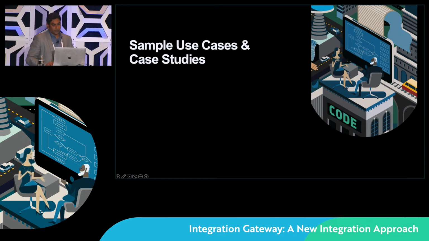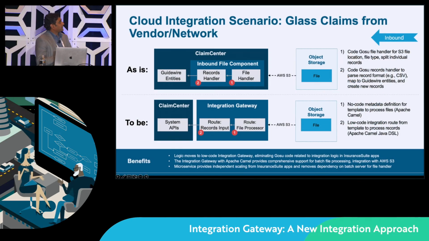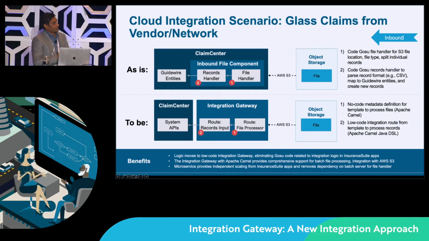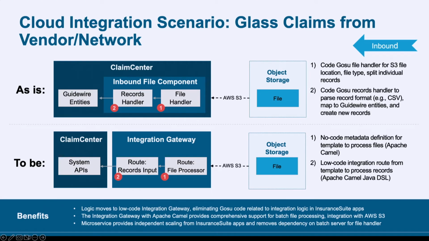So let me spend a couple minutes on how you actually use this. This is an example of an inbound integration where you get a glass claims file from the vendor and you want to use it in the InsuranceSuite. The as-is approach is the traditional approach where you don't have Integration Gateway.